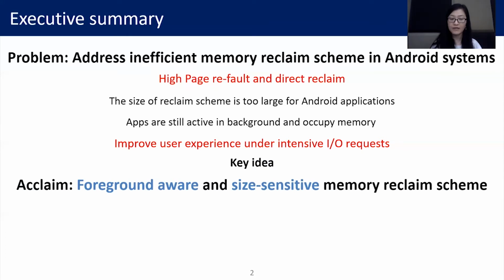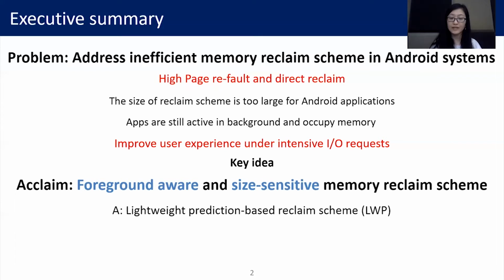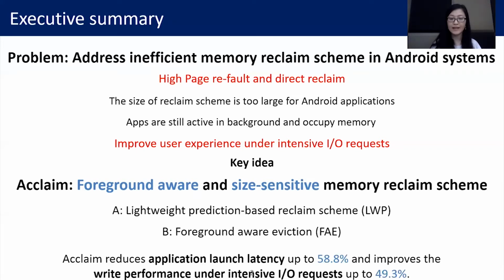It includes two parts: a lightweight prediction-based reclaim scheme, LWP, and foreground-aware eviction, FAE. LWP dynamically tunes the size and the amount of reclaim scheme according to the predicted allocation workloads. FAE steals free pages from background applications and allocates them to foreground applications. Experimental results show that Acclaim can significantly reduce the launch latency and improve write performance under intensive I/O requests.